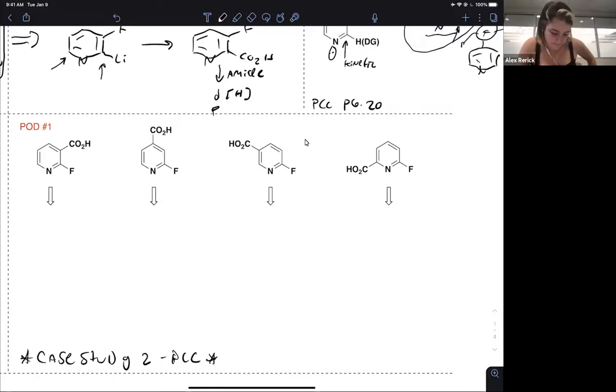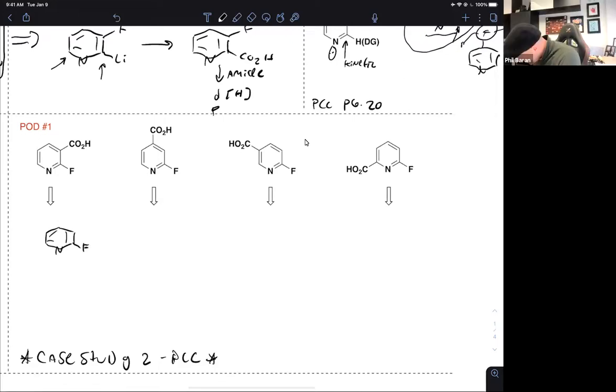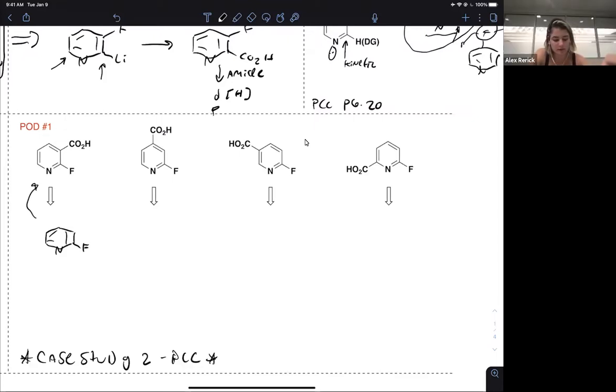I'll jump in here. All right, what do you say, Alex? What's my starting material first off? A 2-fluoropyridine, I think, could get to all of these. All right, so how do I take 2-fluoropyridine and go from here to here? So that one's simple because you can just do a directed lithiation and then throw in carbon dioxide, yeah.